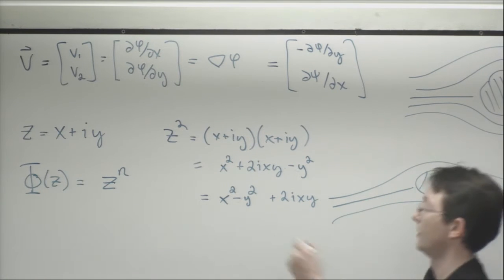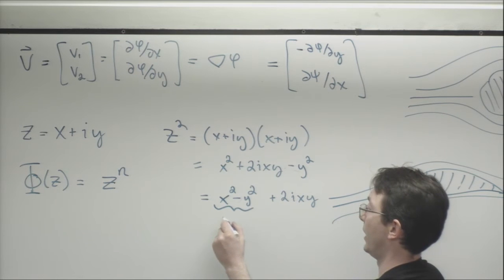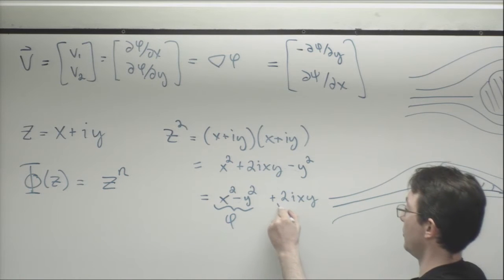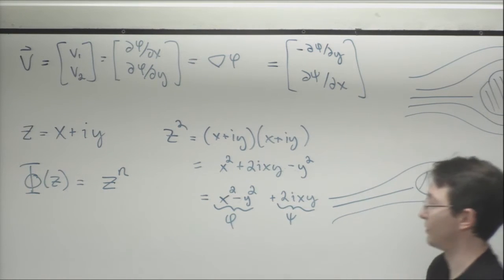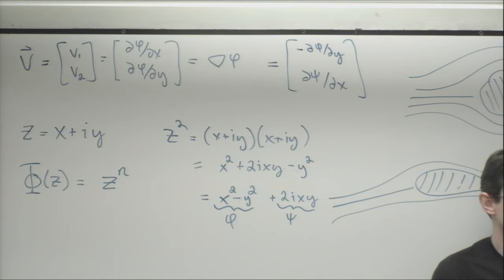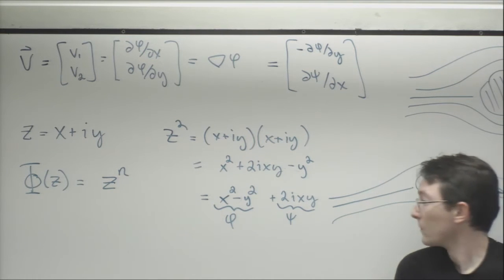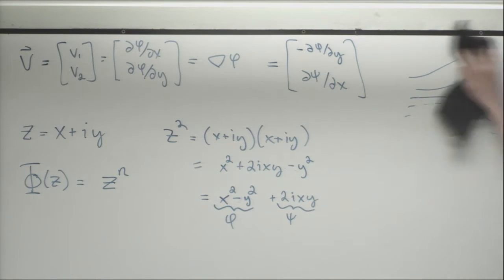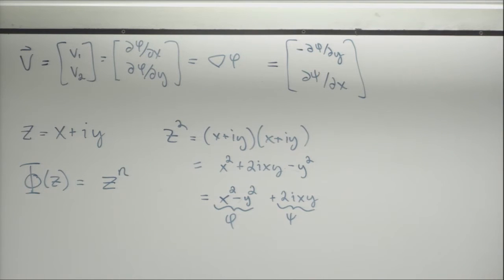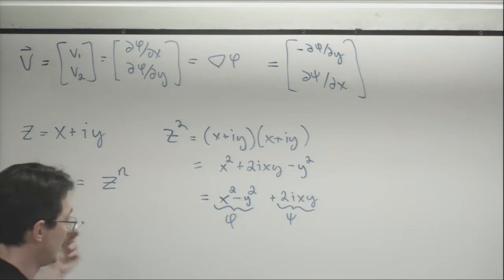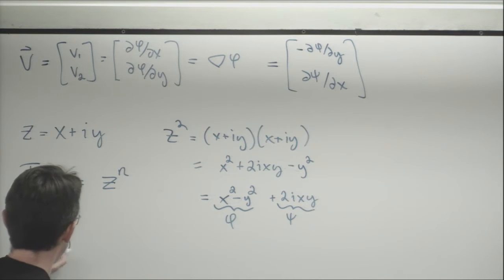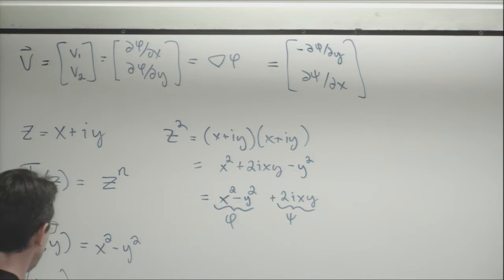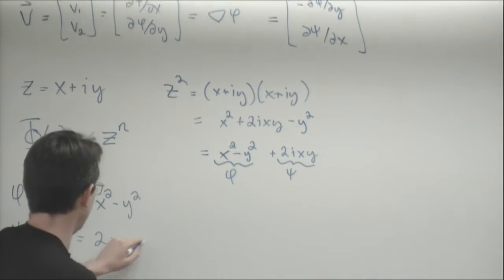Okay, so in this case, x squared minus y squared would be my potential phi, and 2xy would be my stream function psi. And you can verify that this actually satisfies Laplace's equation. So these functions really do satisfy Laplace's equation. So phi of (x, y) equals x squared minus y squared. Psi of (x, y) equals 2xy.